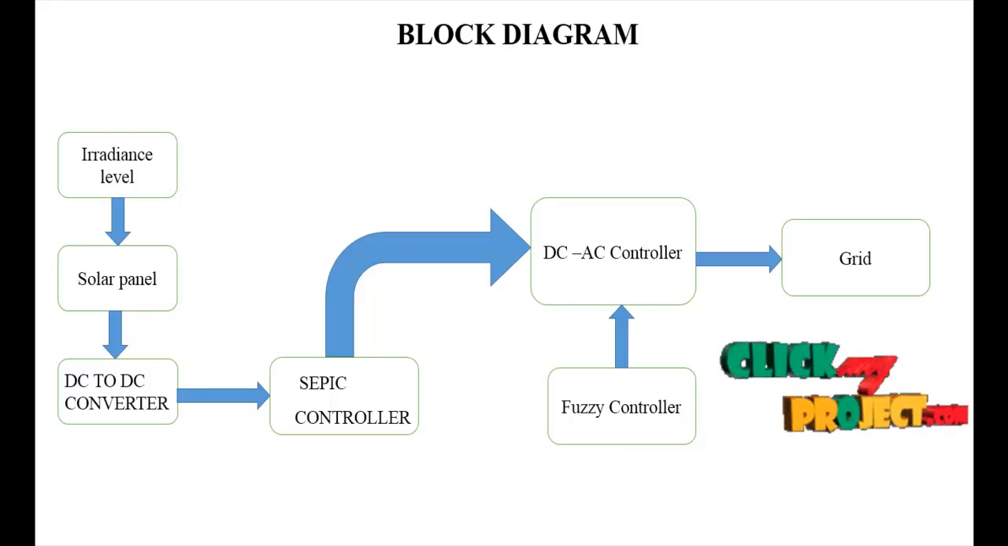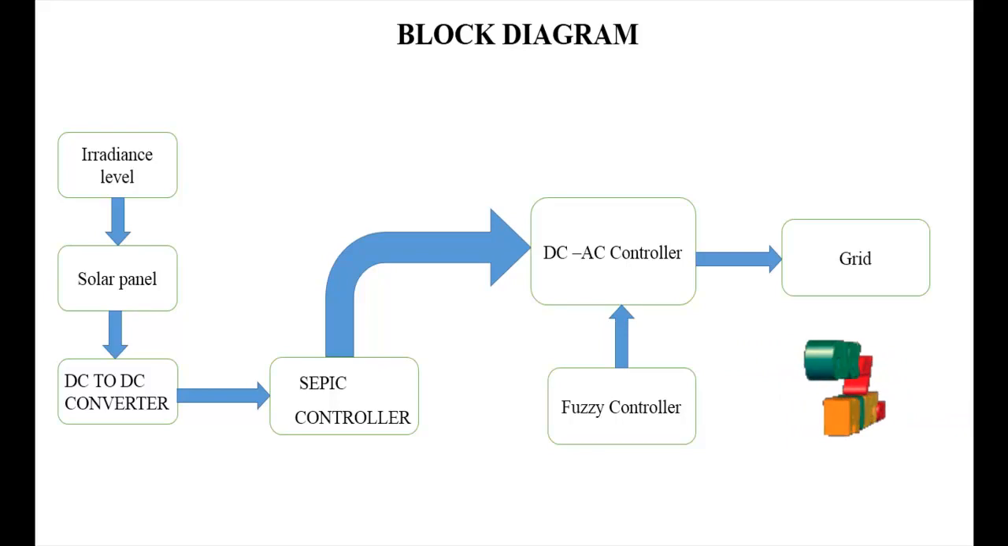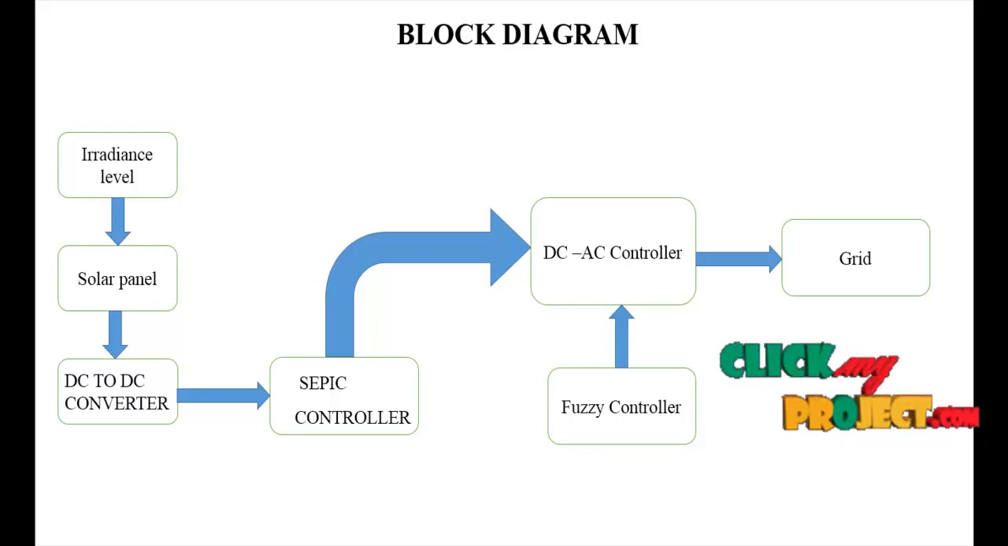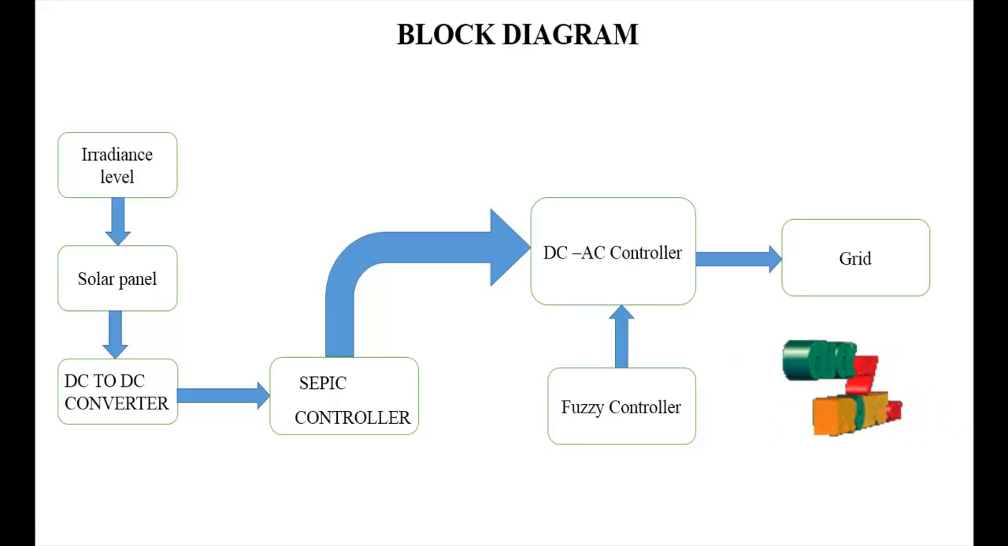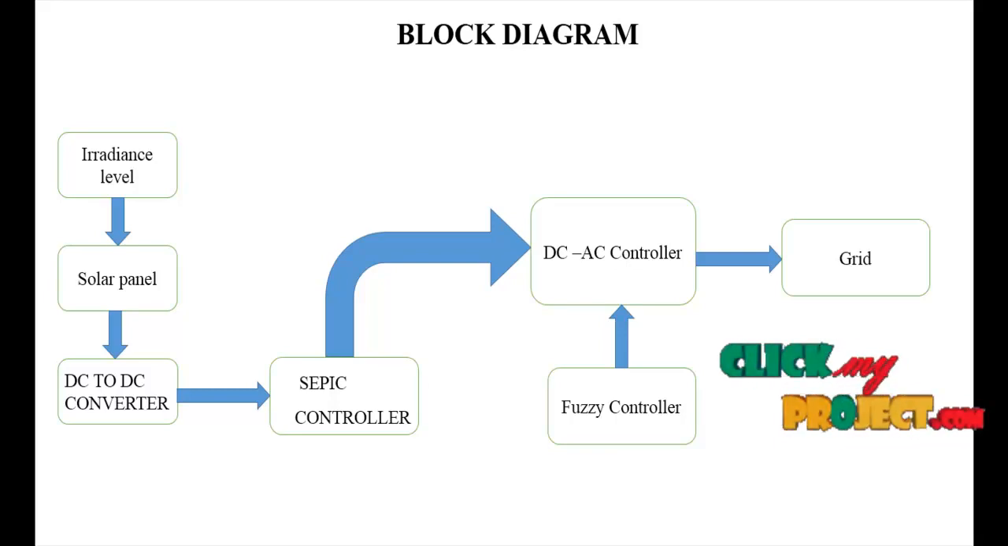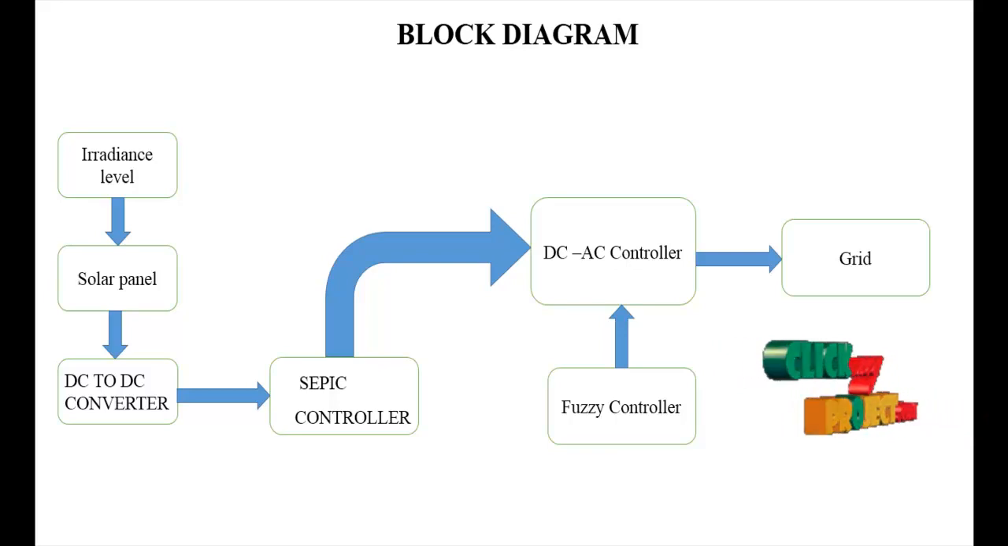The grid is the main grid, which is 3-phase, with the DC to AC converter. After the grid, the threshold will be calculated. After the threshold, the efficiency and the output of the PI controller and the SAPF shunt active power factor will be calculated. This is the overall working process.